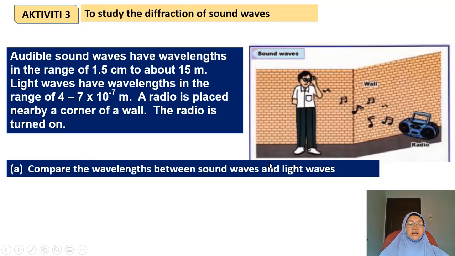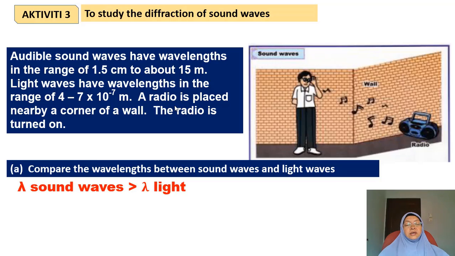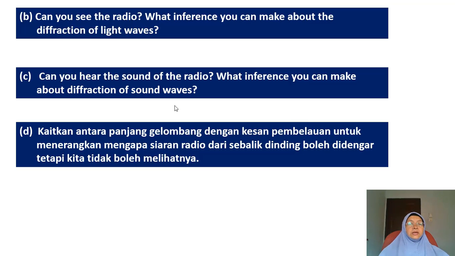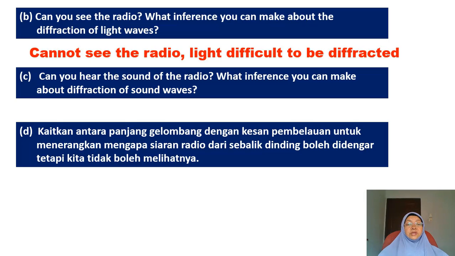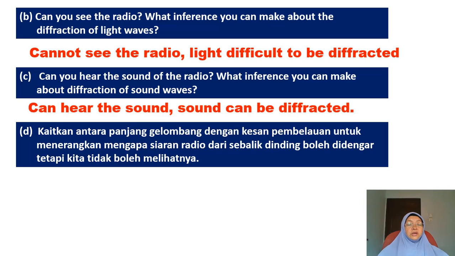The first question: compare the wavelength between sound wave and light wave. We can get from this information that lambda for sound wave is larger than lambda for light wave. Next question: can you see the radio? What inference can you make about the diffraction of light wave? You cannot see the radio, so we conclude that light is difficult to be diffracted. Can you hear the sound of the radio? What inference can you make about diffraction of sound wave? Yes, you can hear the sound, so sound can be diffracted.